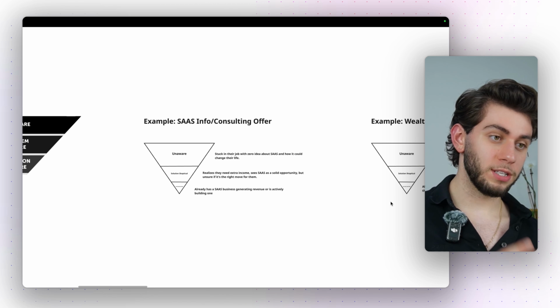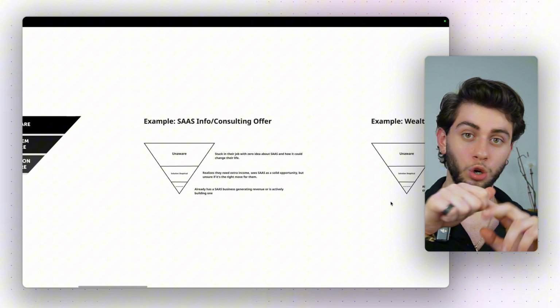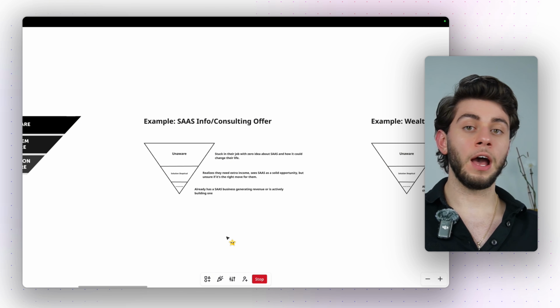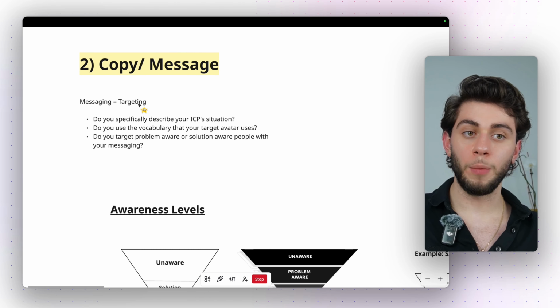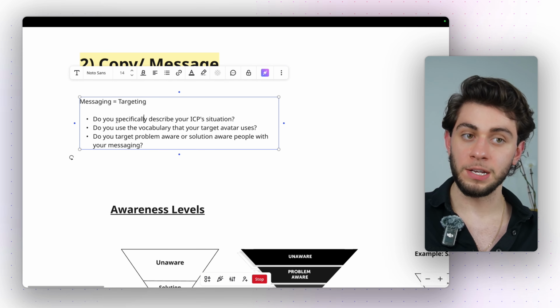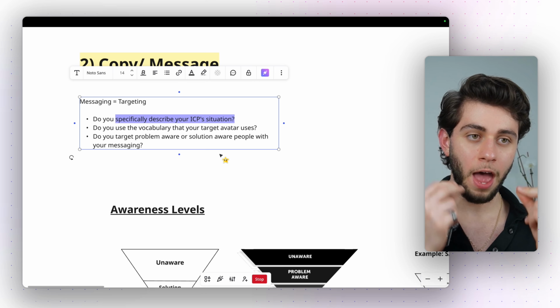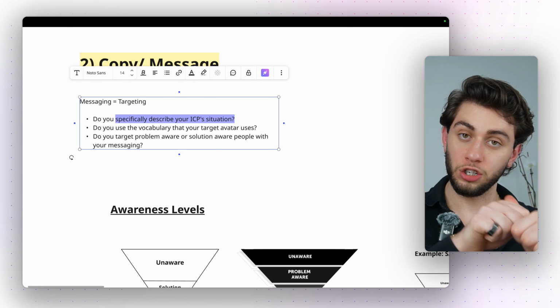But for now, just to understand the concept, you probably already have a few ideas of what types of buckets or customers you can actually target for your specific offer or niche. And for those, with your messaging, essentially with the words you use in your copy, you have to specifically describe your ICP's situation. Each and every individual ad has to be targeted towards an individual type of customer that I just explained.